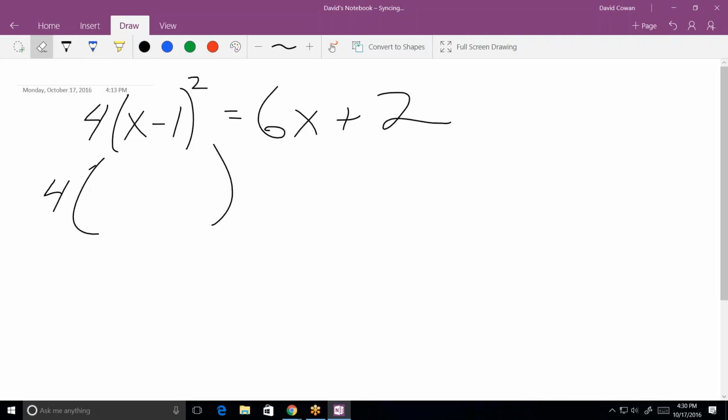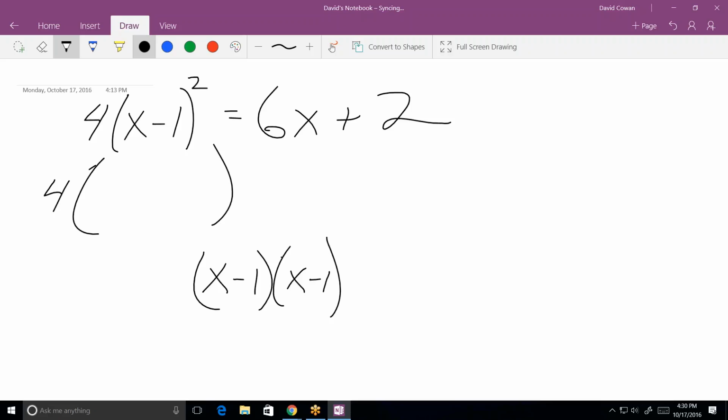Hold on. Here, let's go back and do this. x minus 1 times x minus 1. FOIL it. So x squared minus 2x, no, minus 1x, minus another x plus 1, which gives you x squared minus 2x plus 1.